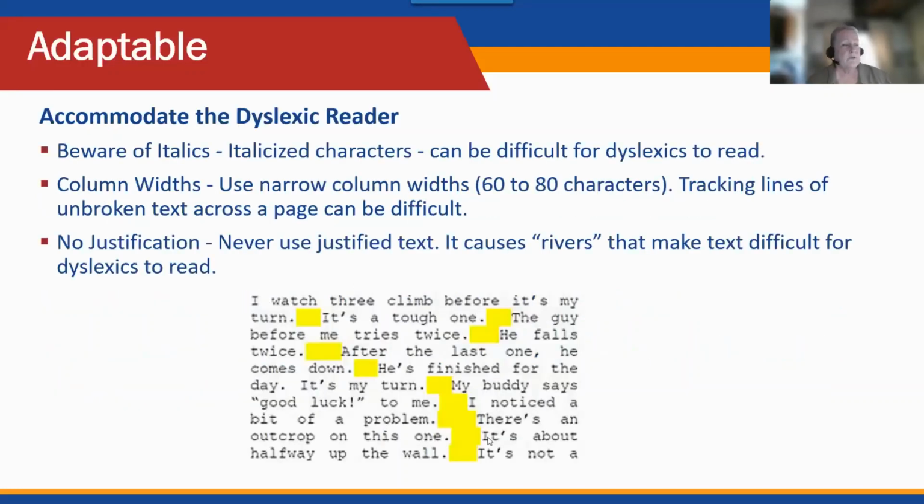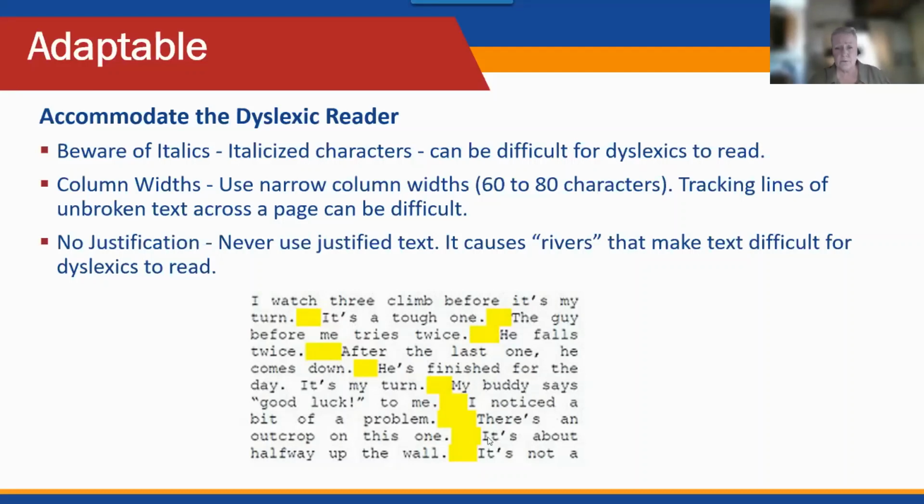And a good example of this is for the dyslexic reader. People who are dyslexic, beware of using italicized characters. They find it very difficult to read the slanted character. They have a hard time comprehending each character letter. Also, use column lists that are narrow, maybe 60 to 80 characters. A lot of times, people who are dyslexic have a very hard time keeping track of content that goes beyond that. And also, don't use justified text.